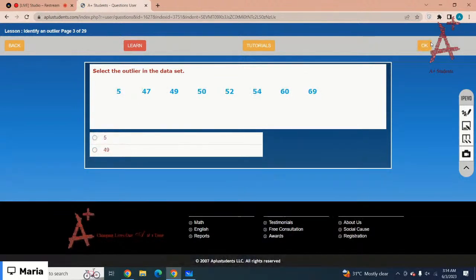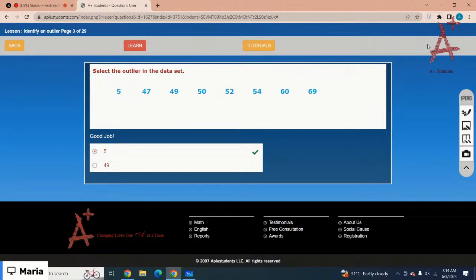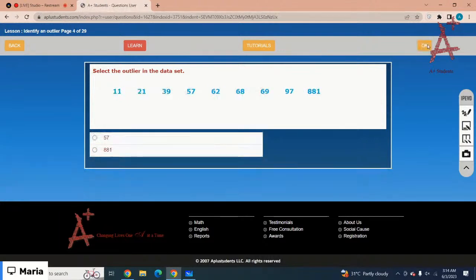Select the outlier in the data set. So which is the correct option? It would be 5. The correct option is 5. Okay, select the outlier in the given data set. So which is the correct option?